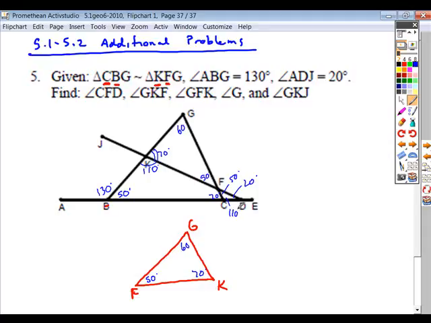And I think I found all the different angles that you would need to find. But if you redraw it so that it's oriented in the same direction, it makes it a lot easier to find the pieces.